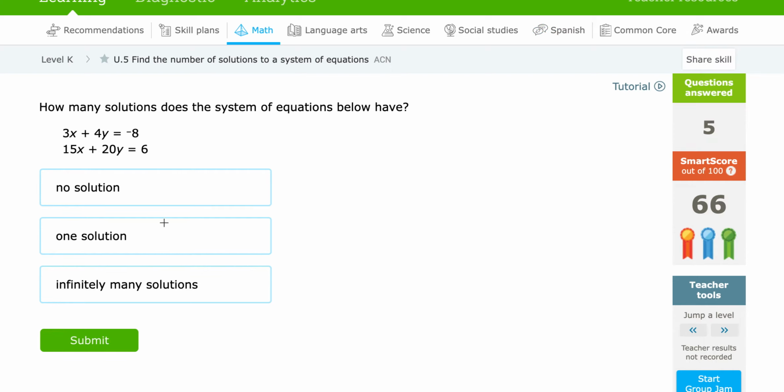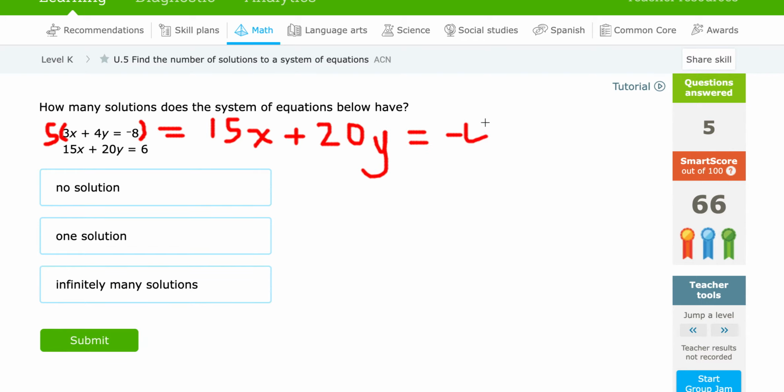And what I notice is that if I were to take this equation and multiply it by 5, right? And the reason I chose 5 is because 3 times 5 is 15x. If I were to multiply this equation by 5, I would get 15x. 5 times 4 is 20y. And then 5 times -8 is -40. So I notice this is pretty similar to this bottom equation, but it's not the same as the bottom equation.